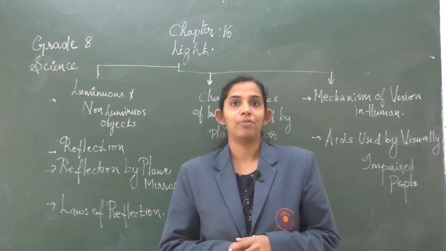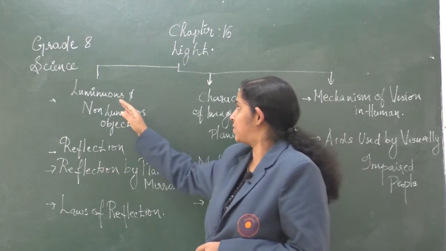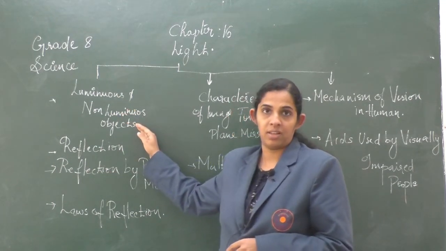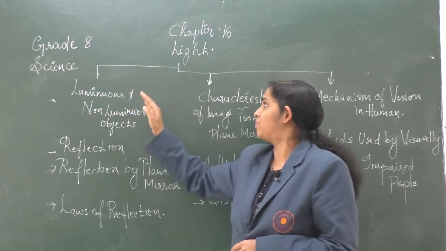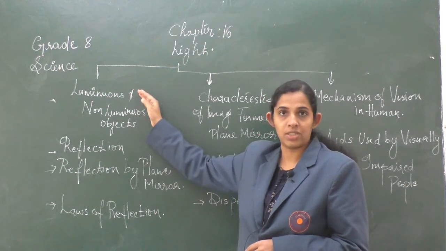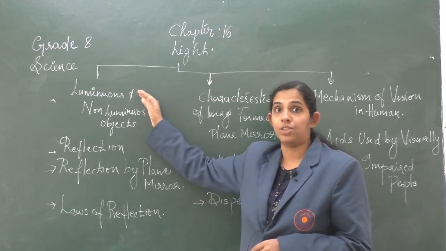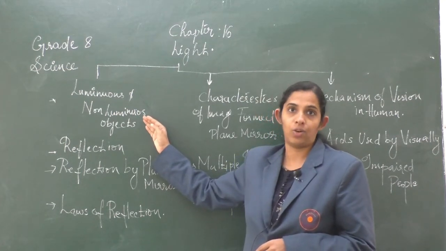Let us see the mind map of the chapter. Chapter 16, Light. In the first section of the chapter, we have classified objects, whether they can emit light of their own or not. We have classified objects into luminous objects and non-luminous objects. Luminous objects are objects which can emit light of their own, whereas non-luminous objects cannot.